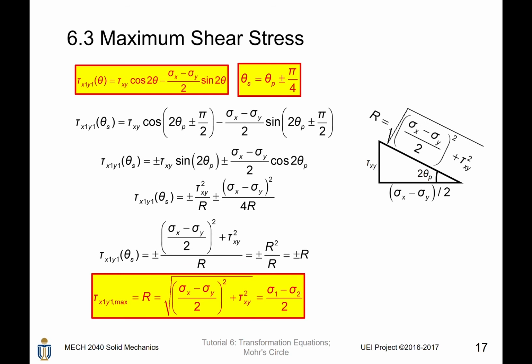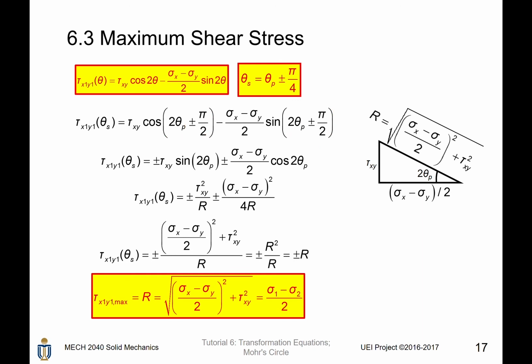After getting the relationship between theta s and theta p, we can find the maximum shear stress. Still, this is theta p, okay? All things are very similar, except we add pi over 2 after the 2 theta p term, such that we can find the maximum shear stress.